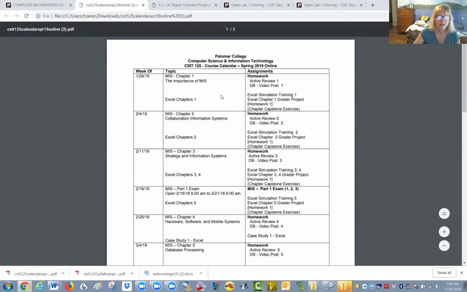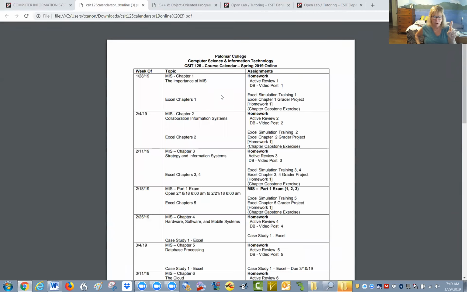You can see that the first week of class, you must complete Chapter 1 in the importance of MIS and Chapter 1 in Excel. Week 2, same format. Week 3, you have 2 chapters in Excel, and then on the 4th week, you have an exam, and so on. I told you the exams would be open for a period of time. That is to allow flexibility for all students.